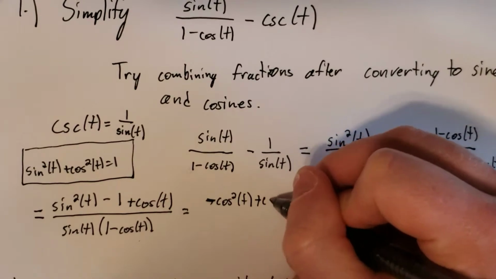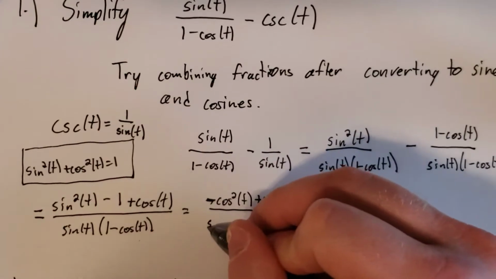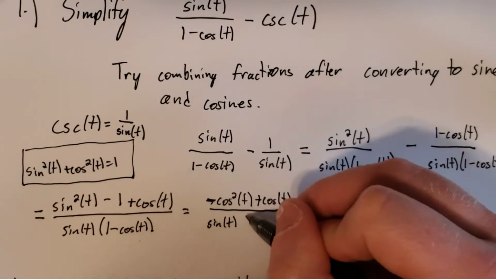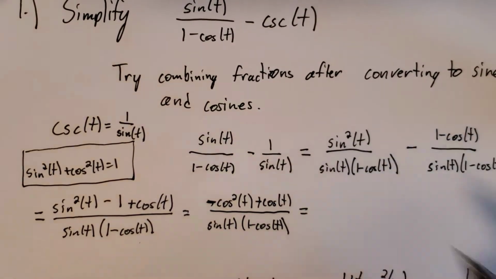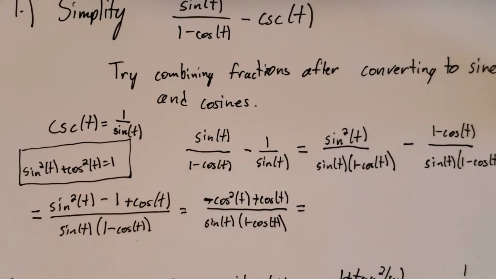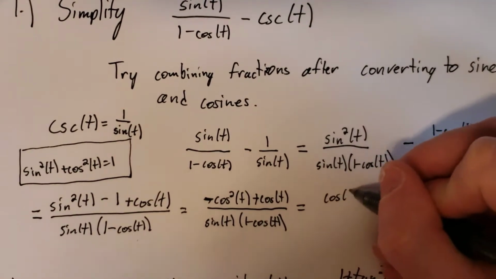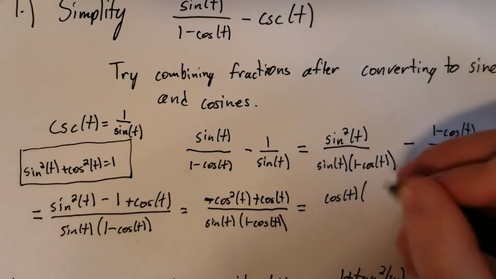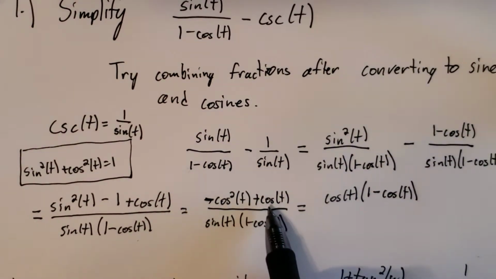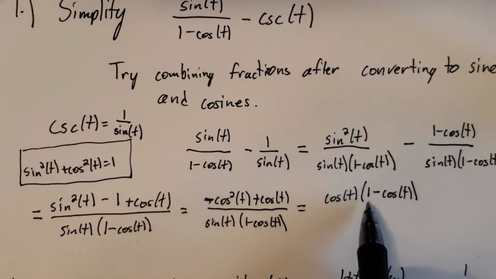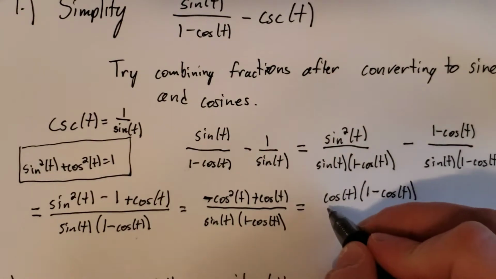Then we have plus a cosine of t all over sine of t times 1 minus cosine of t. Okay, now we can factor out a cosine in the numerator. And we get 1 minus cosine of t. All right, I factored out a cosine out of the positive cosine here. We get 1. Factor out a cosine out of the negative cosine squared, and we get negative cosine.